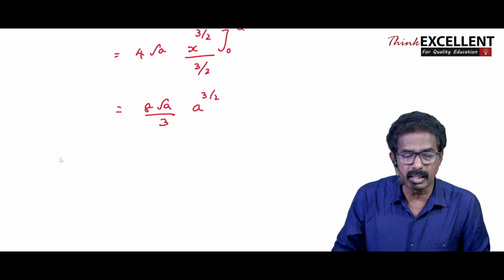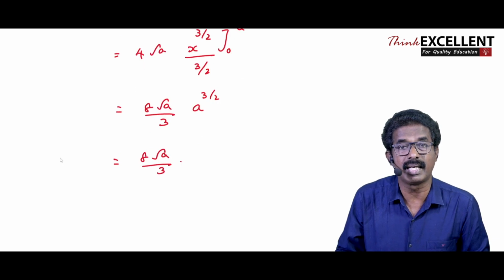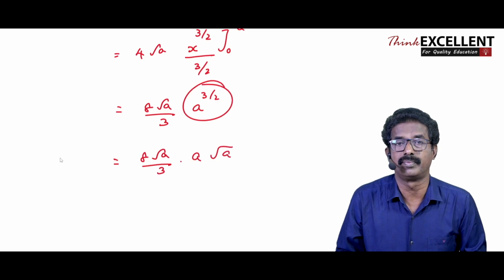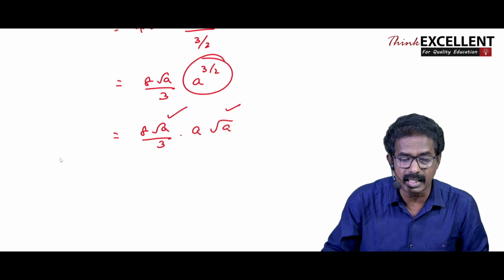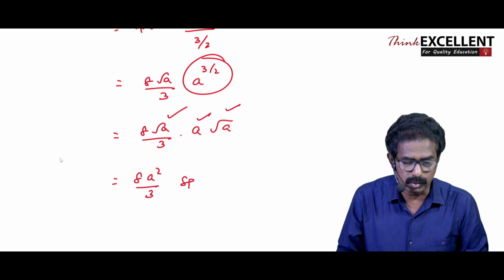Now a raised to 3 by 2 can be written as a raised to 1 and half, a raised to 1, a raised to half, root a, right? So now the final answer: root a into root a is a, so a into a is a square. So it is 8a square by 3 square units.